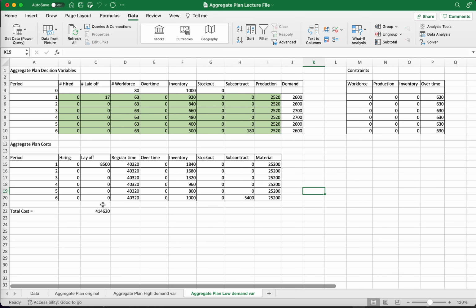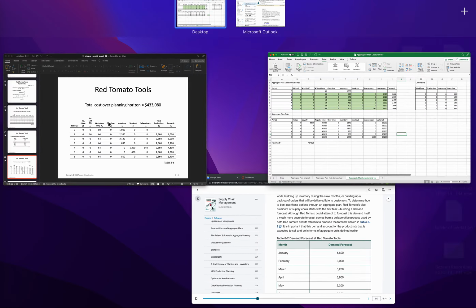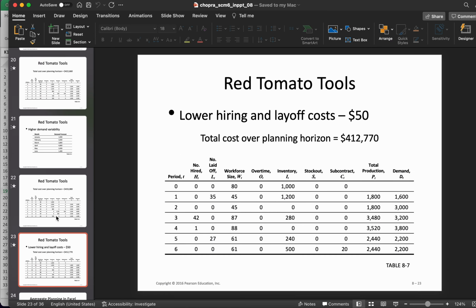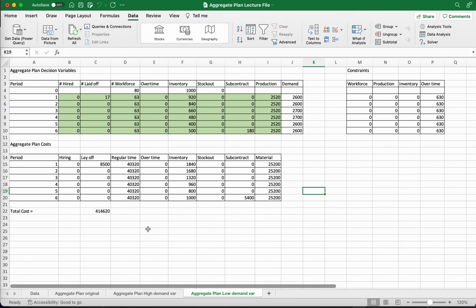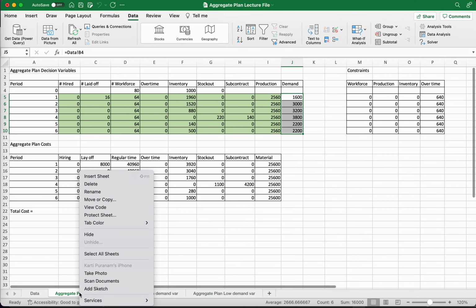That's one thing. The second thing is, what if hiring and laying off was cheaper? Right now we are saying that it costs us $500 to lay off a worker and $300 to hire a worker. What if those values were different? What if the costs of hiring and layoff were lower by $50? I'm going to go back here and make a copy of this.